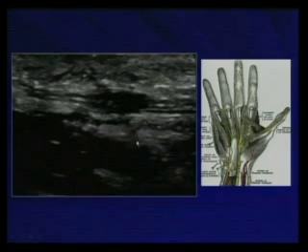We can see very small, very thin nerves. This is a digital nerve, a common digital nerve at this level. It's a branch of the median nerve. And you can see this nerve coming here. And you can see this focal hypoechogenic area due to partial laceration of the nerve.